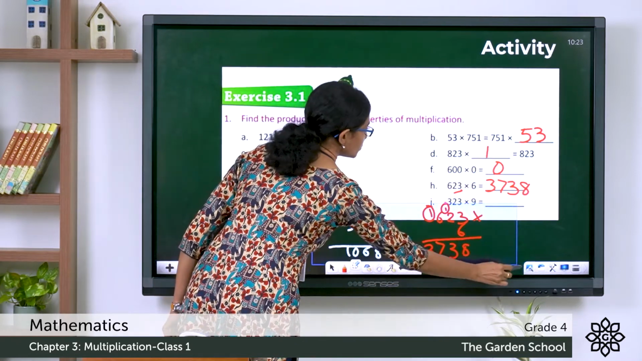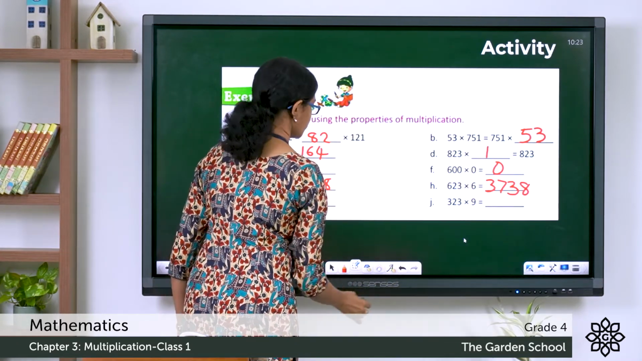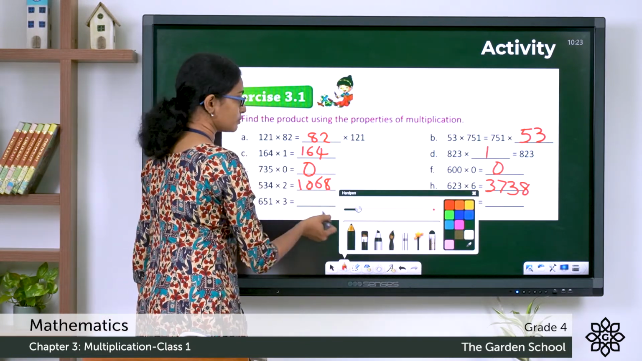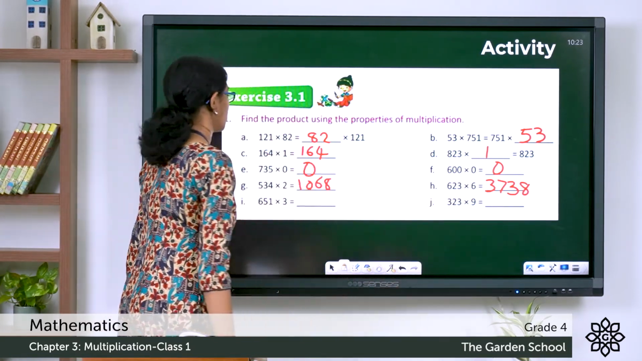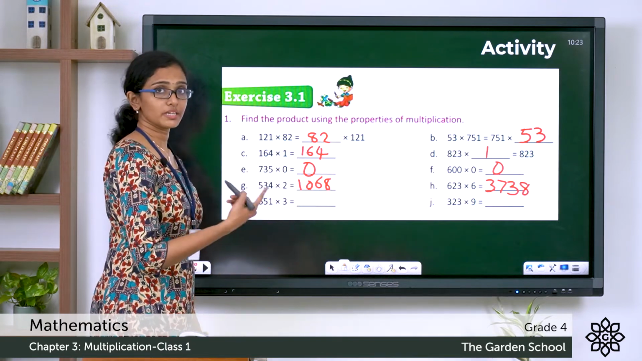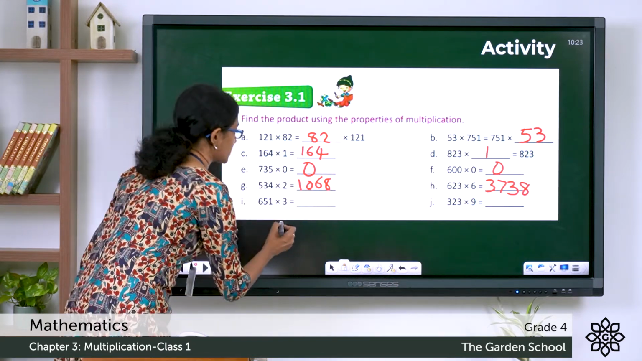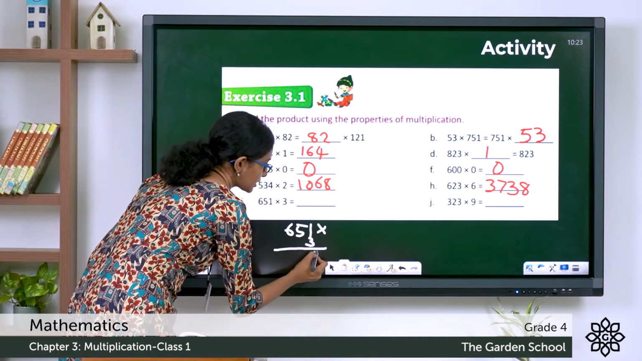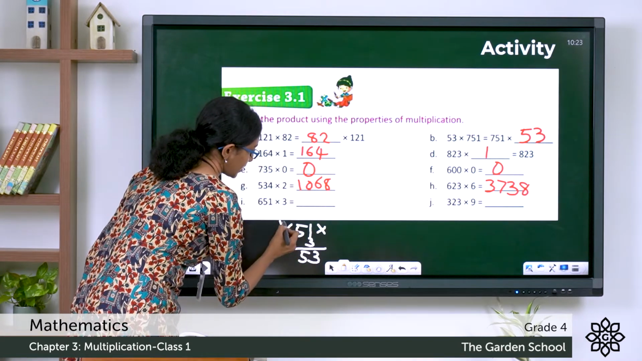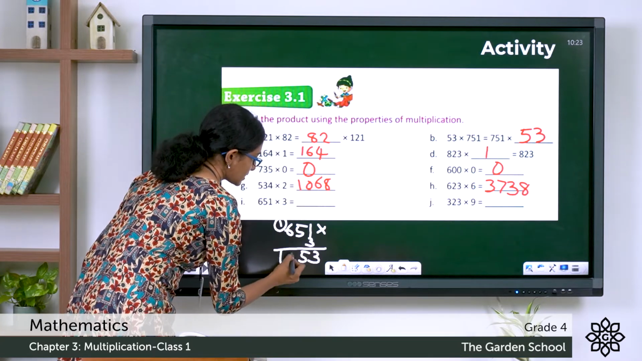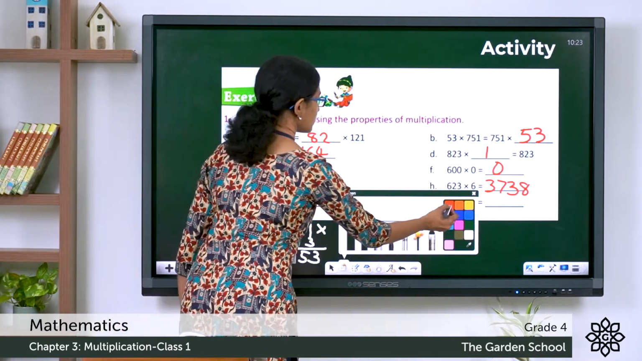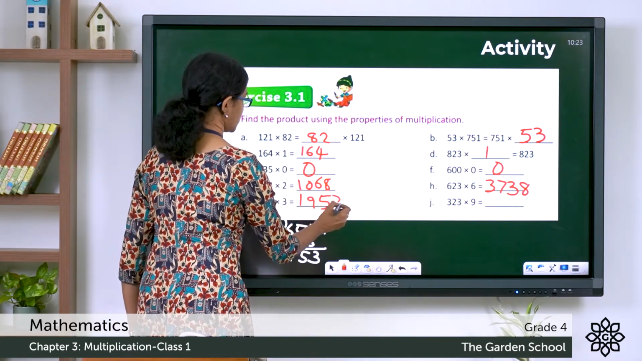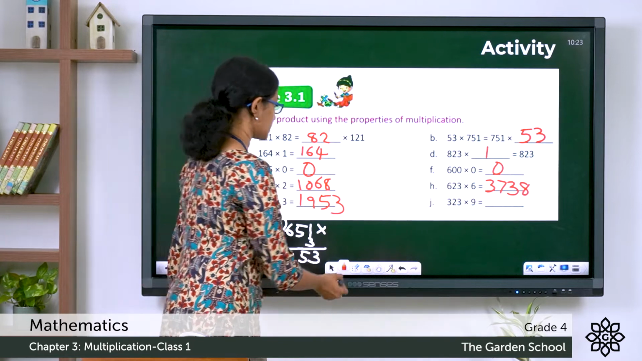Now, question I. It is 651 into 3. Let's do the multiplication. Here, two odd numbers are multiplied. So, odd into odd will give the product as odd number itself. So, let's do the multiplication. 3 into 1, 3. 3 into 5, 15. Carry over 1. 3 into 6, 18 plus 1, 19. So, here the product is 1953.